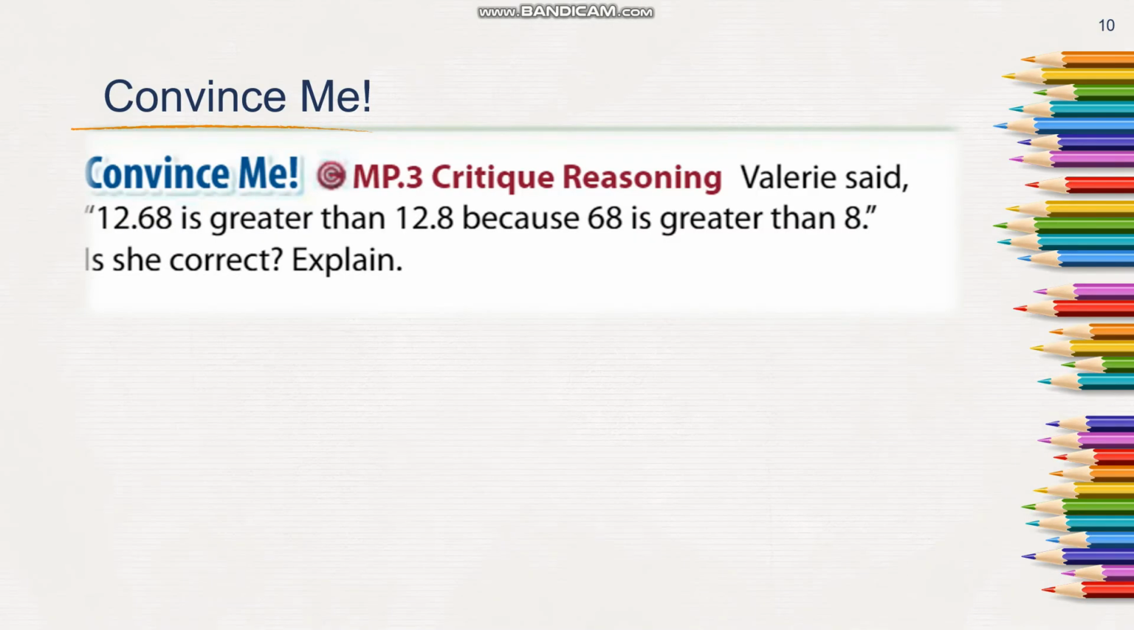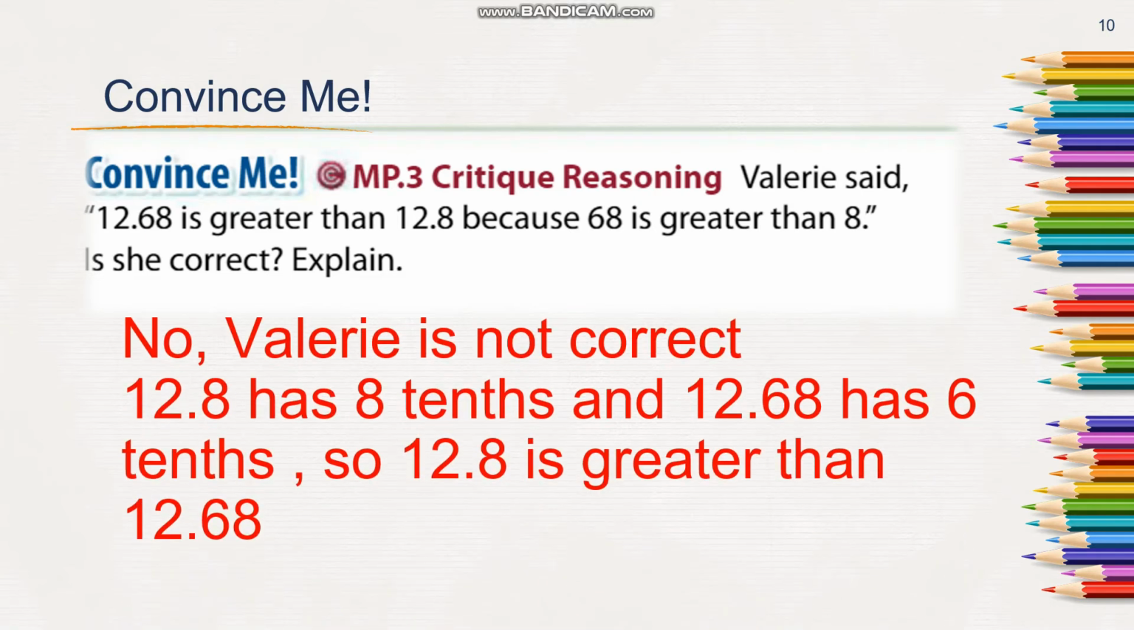Valerie said 12 and 68 hundredths is greater than 12 and 8 tenths because 68 is greater than 8. Is she correct? Explain. The answer is no. Valerie is not correct. 12.8 has 8 tenths and 12.68 has 6 tenths. Therefore, 12.8 or 12 and 8 tenths is greater than 12 and 68 hundredths.